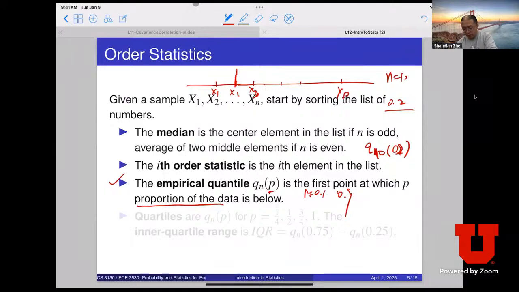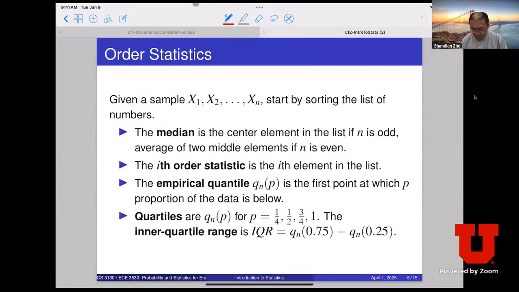Say you want to do 0.9. That means you're going to choose X9, because X1 through X9 are all at or below X9. So 90% of the data points are below X9, and X9 will be the empirical quantile at 0.9. Question? Okay.